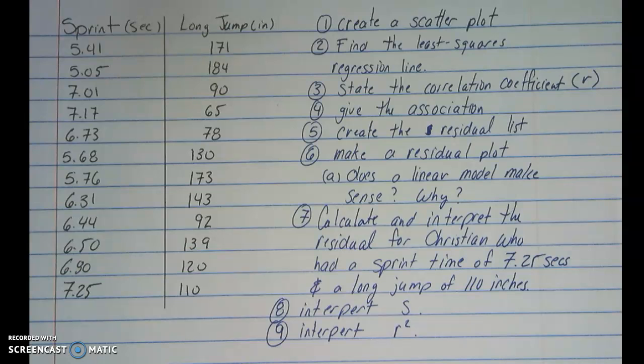5, we're going to create this residual list, which we did yesterday. 6, we're going to make a residual plot, which we did again yesterday. A, using your residual plot, does a linear model make sense? Why or why not? 7, calculate and interpret the residual for Christian, who had a sprint time of 7.25 and a long jump of 110 inches. And then 8, we're going to interpret S. 9, you're going to interpret R squared.